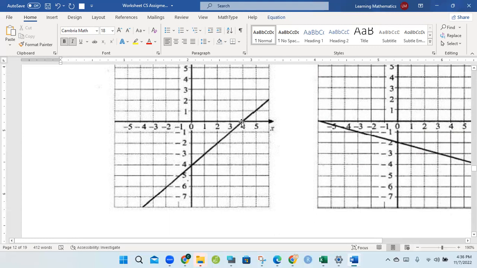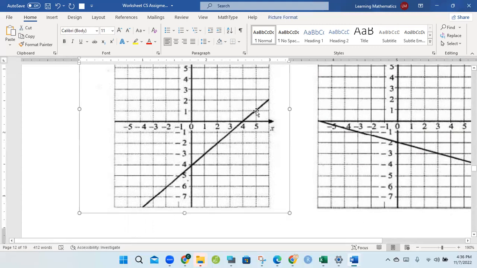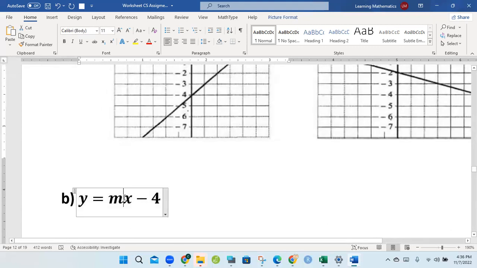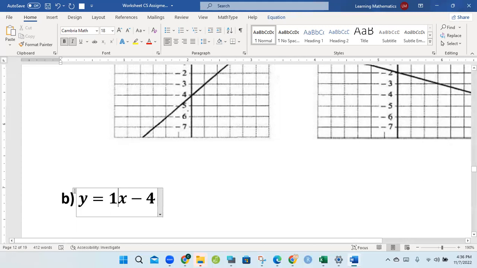Here it is again, x increasing from 4 to 5, and the y increasing from 0 to 1. So that's an increase of 1. Whenever x increases by 1 for this graph, y also increases by 1. So the gradient is 1. For B, the gradient is actually 1.